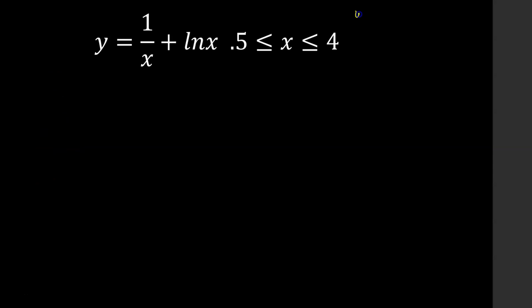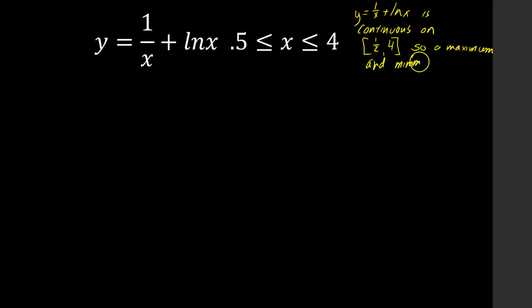So I guess I'll write that. y equals 1 over x plus natural log of x is continuous on the closed interval 1/2 to 4. So a maximum and minimum are guaranteed. Okay, and that's the extreme value theorem. So we already know we're going to have some answers here.